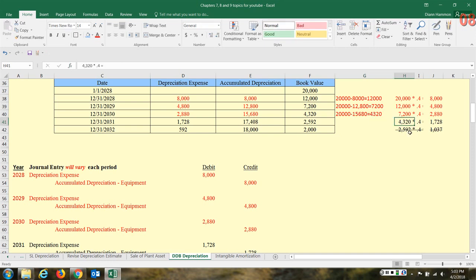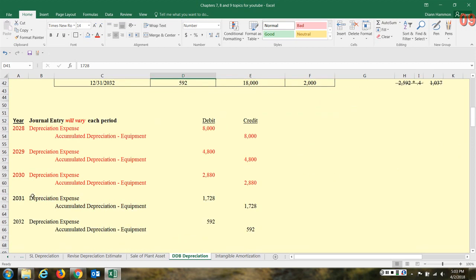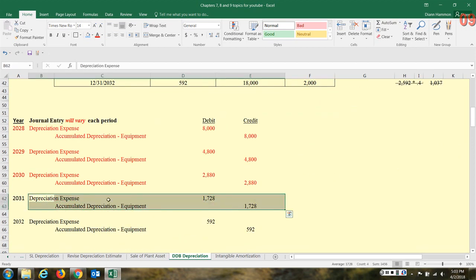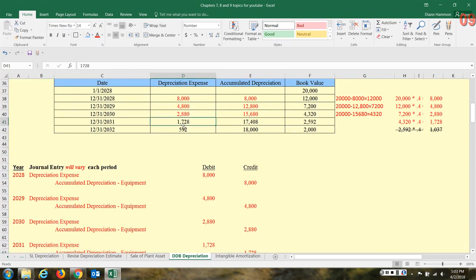Year 4, new book value $4,320. Multiply that across by 40% again. Notice that once we get that percentage, it doesn't change unless we have some sort of a change in estimate. So what do we need to do for this one? We're going to record depreciation expense, $1,728. Accumulated depreciation, $1,728.